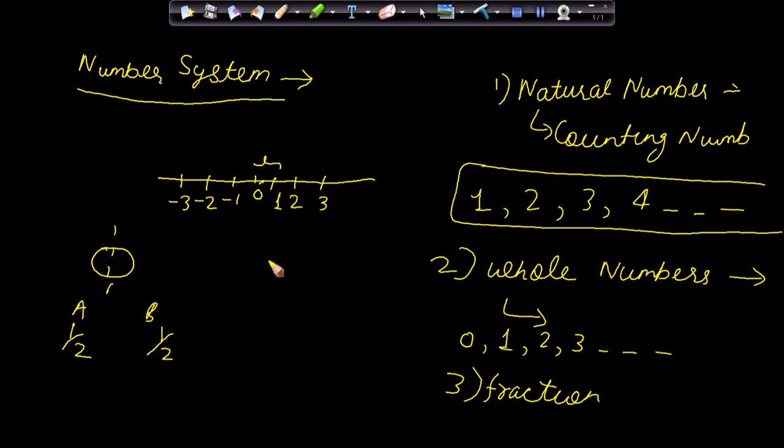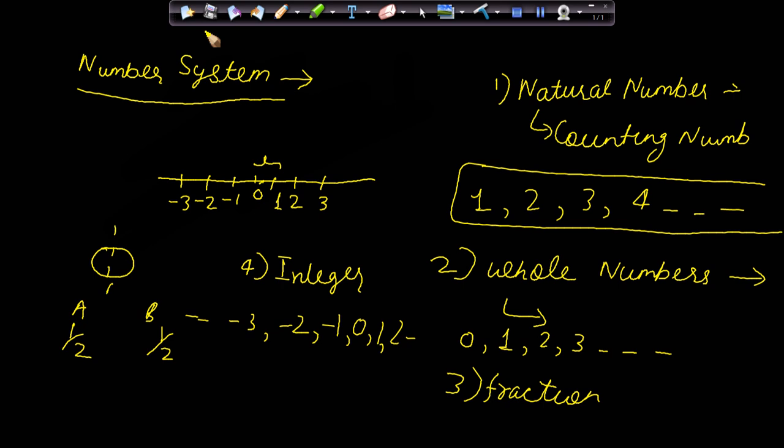Next thing is integer. So what is an integer? Integer includes 0, 1, 2, 3, 4, something like that. Integer also includes negative numbers. So yeah, -3, -2, -1, 0, 1, 2, like this on both sides.